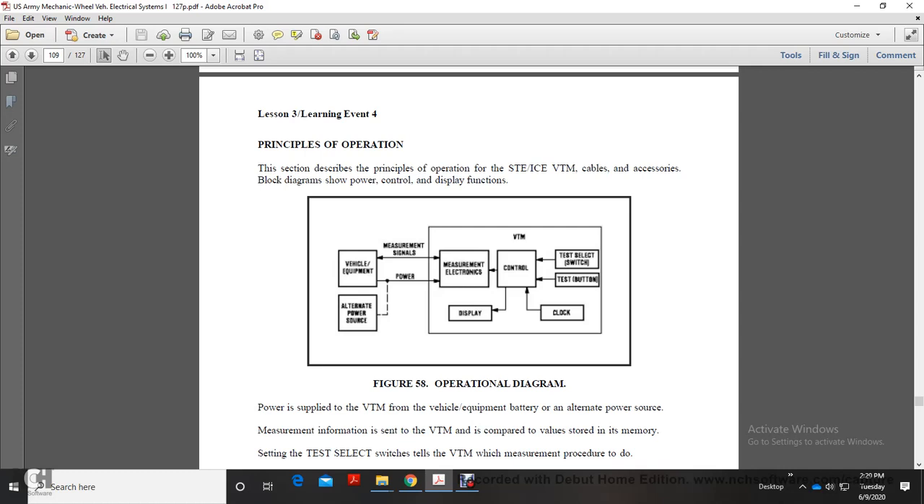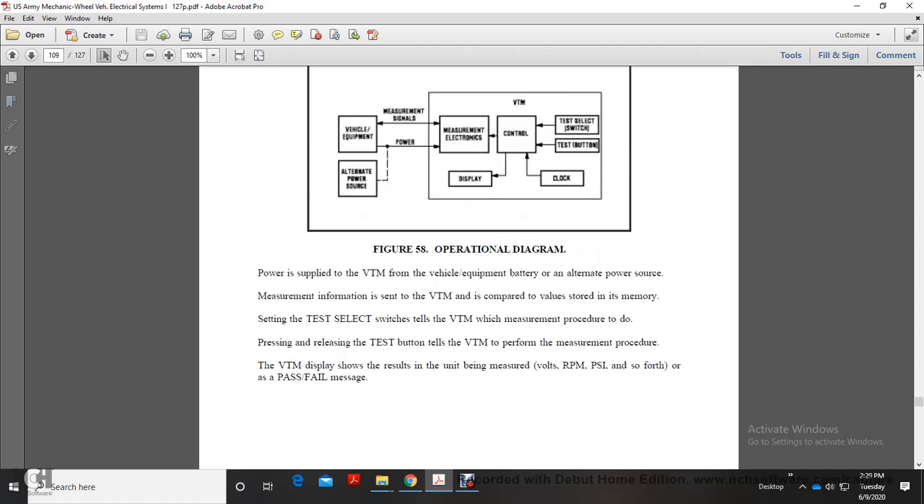The vehicle test measurement cables and accessories block diagram shows the power, control, and display. Vehicle test measurement: the control goes to the display, the clock goes to the control, the test button goes to the control, the test switch goes to the control, and your vehicle test meter measurement electronics go to the vehicle equipment and back, with measurement signals returning to the VTM, and power going from the vehicle equipment to measurement. An alternate power source is also available.